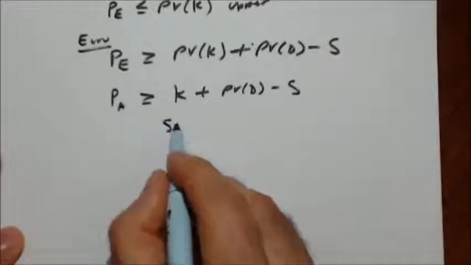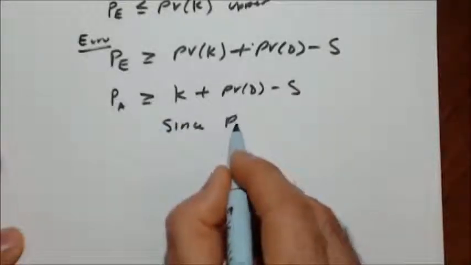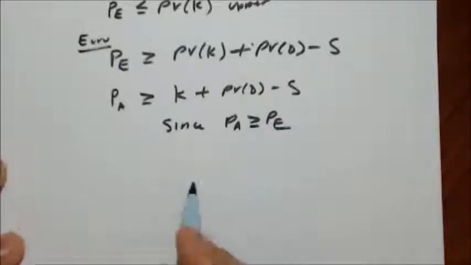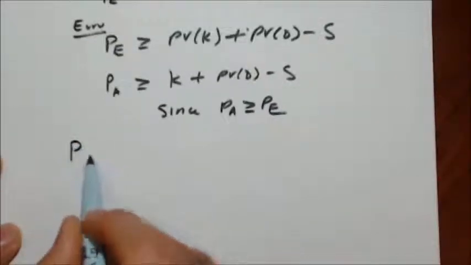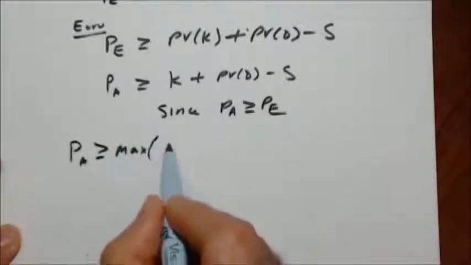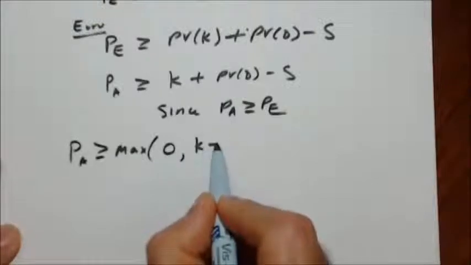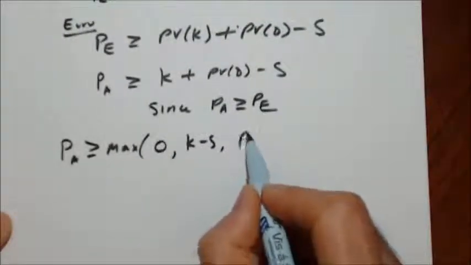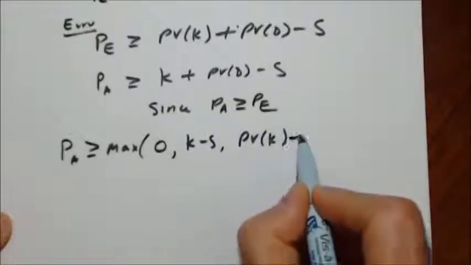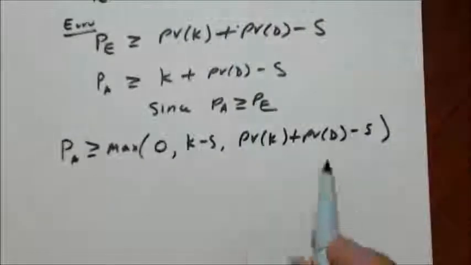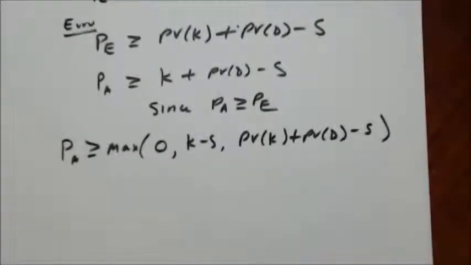Okay. Now, since the price of an American should be greater than or equal to the price of a European, then we end up with a triple bound. PA is greater than or equal to the maximum of 0 if it's out of the money, K minus S if it's an American, and then from a European perspective, we get this last term. And so that summarizes the boundary conditions.